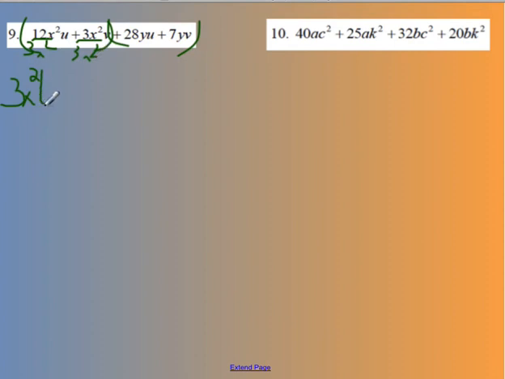Well, 12 divided by 3 is 4. X squared over x squared cancels, so we're just left with u. 3 over 3 cancels to 1. X squared over x squared cancels to 1. So all we have left is our v. You could write it as 1v if you wanted to.